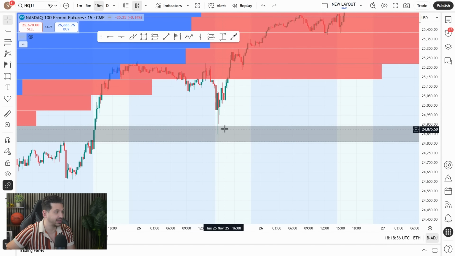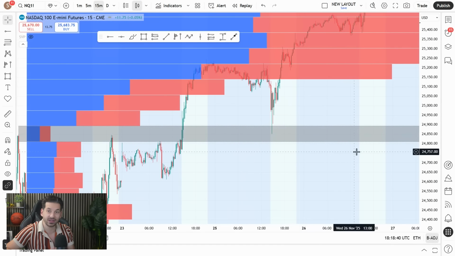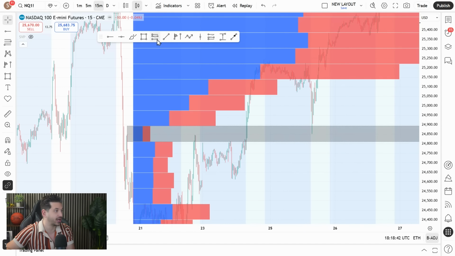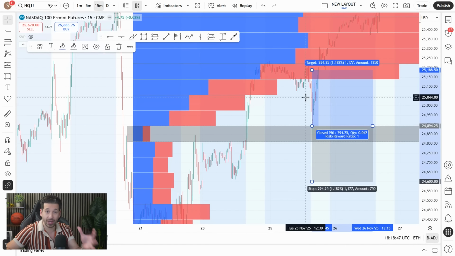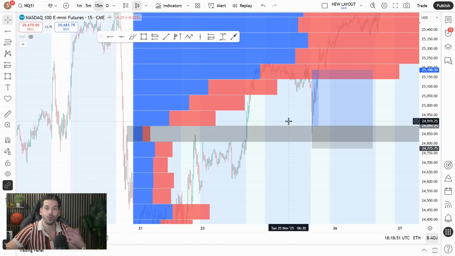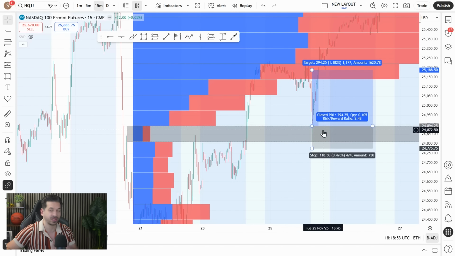Didn't consolidate, didn't spend hours doing nothing. It immediately rejected out of it. And that's kind of what you want to enter if you're going to enter a trade, right? If you want to go long here, you want it to go quick to your take profit, or go quick to your stop loss. You don't want to wait around for ages while price just goes sideways.